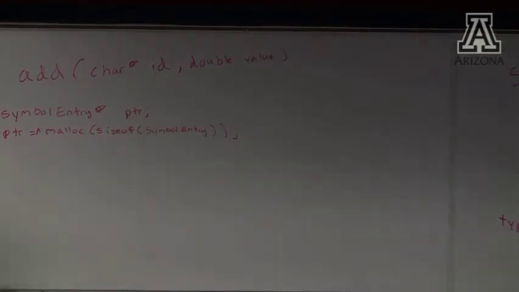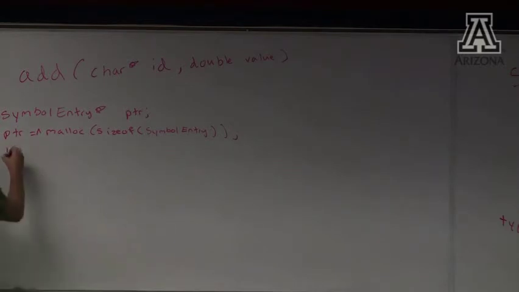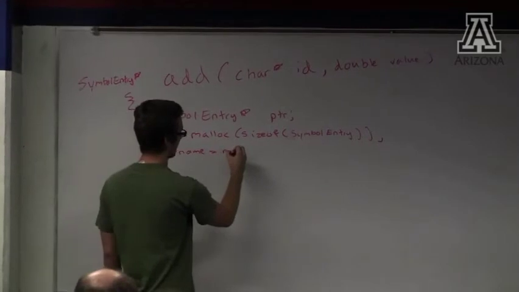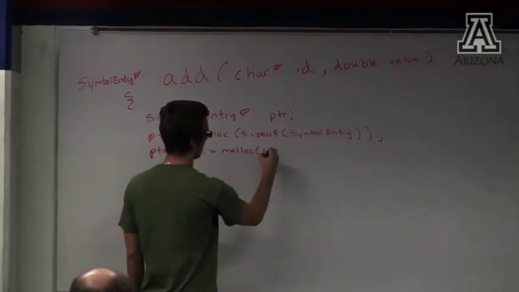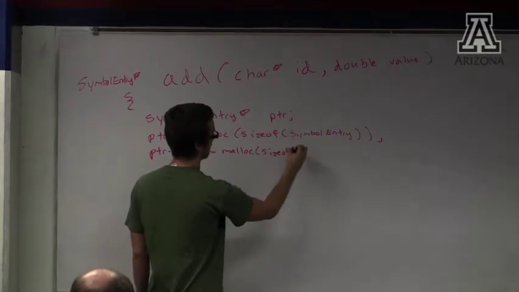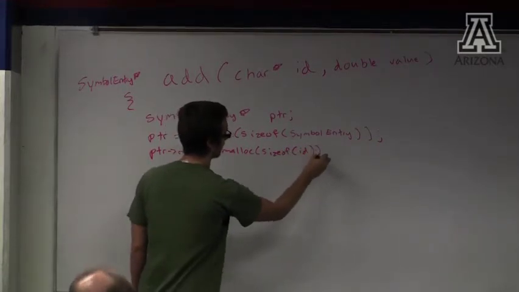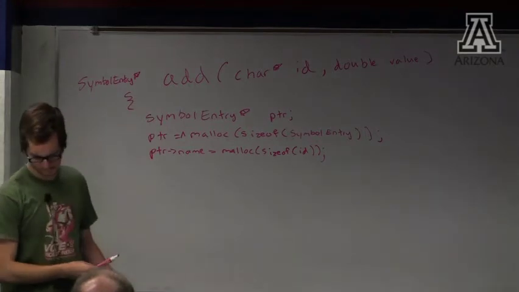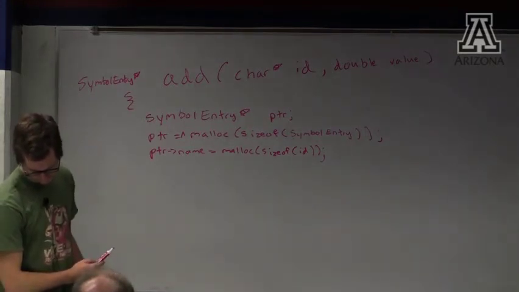So we've malloced, and then, right, we still have one more piece we need to malloc, which is the symbol name. So we're going to say pointer name equals malloc, size of ID, I think. Does that make sense? Yes.